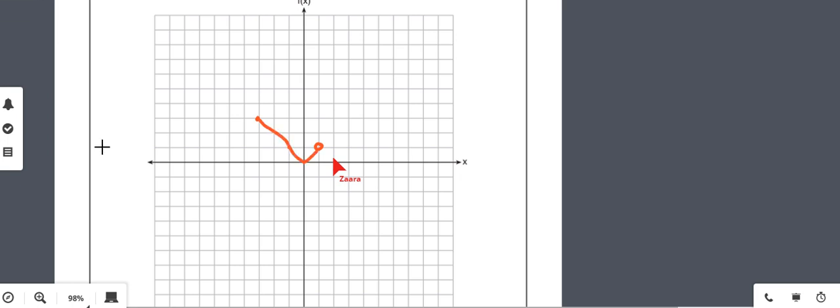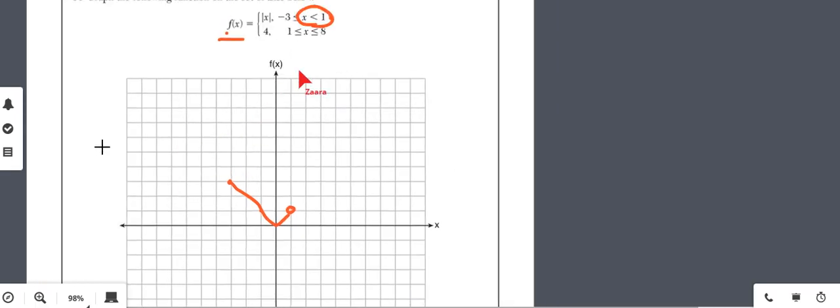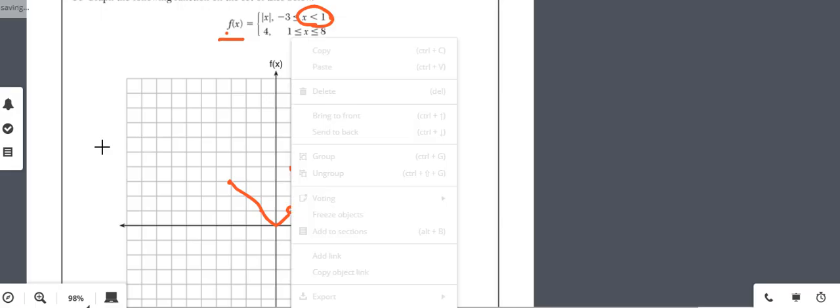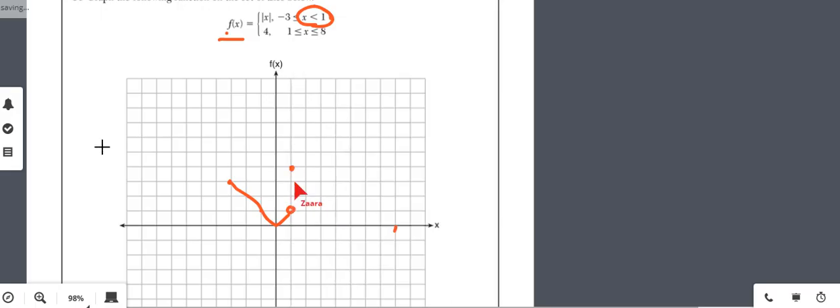This line is for one part, but for the remaining part, this is from 1 to 8. Now 1, 2, 3, 4, 5, 6, 7, 8. For this one, the answer is 4. So 1, 2, 3, 4. Now I will have a solid line because this point is included for the value of 1, and this is also included. So I will get a straight line. This is the function f of x over the domain that they said.